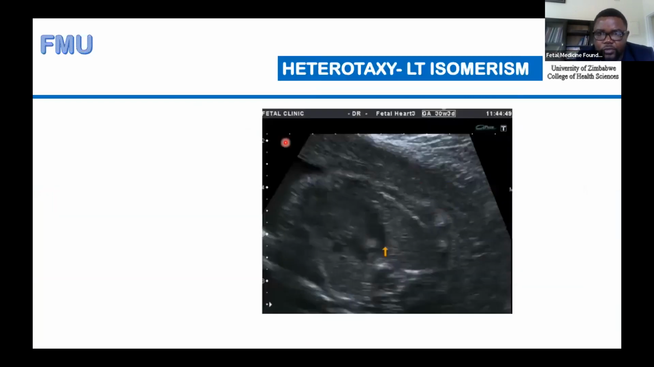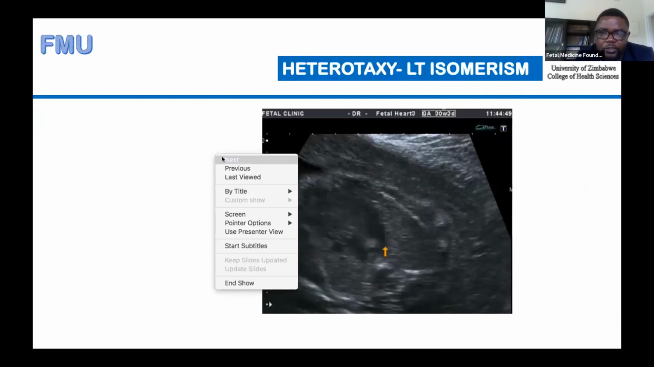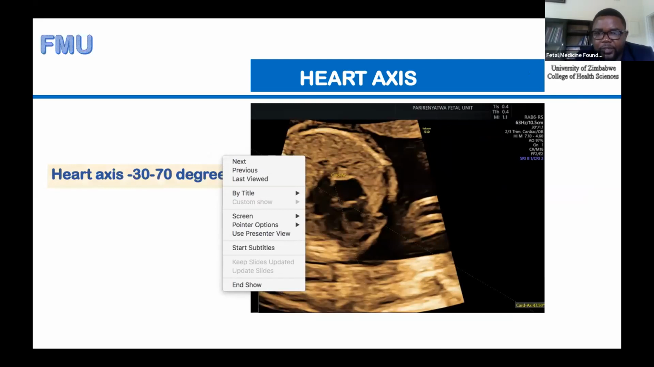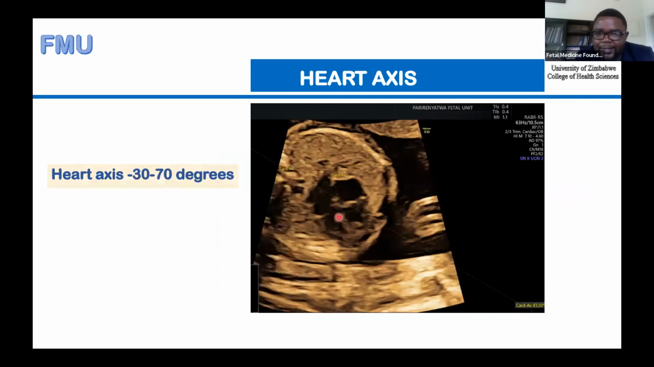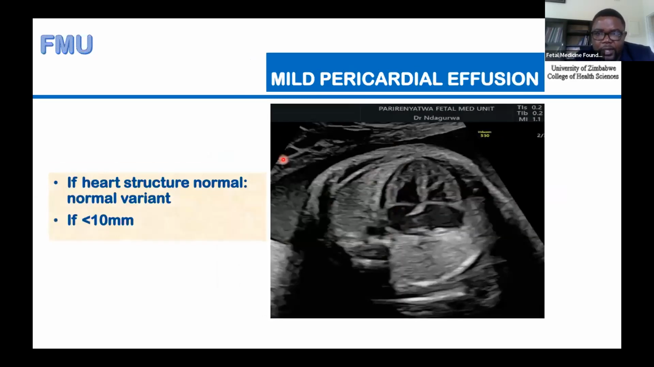I just want to show you some abnormalities of the 4 chambers, just the 4 chambers. I could also show you how to measure the axis if you are concerned, but this is not part of the routine examination. Just some abnormalities. Look at that heart.